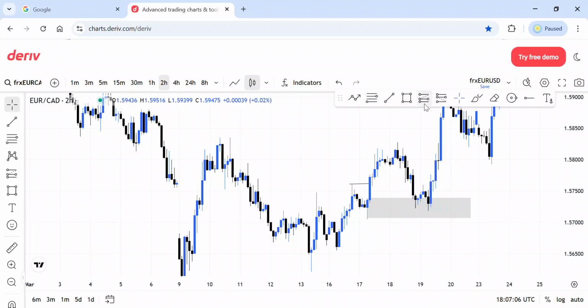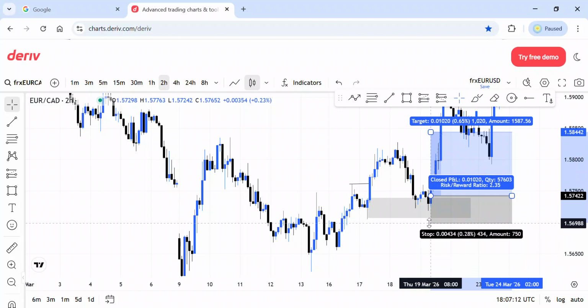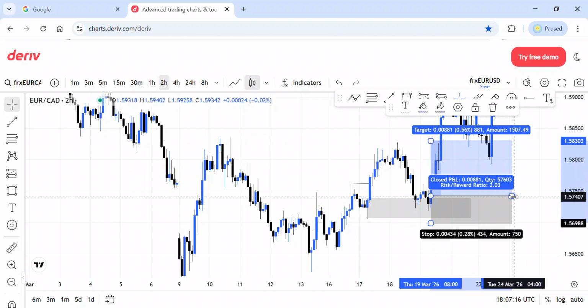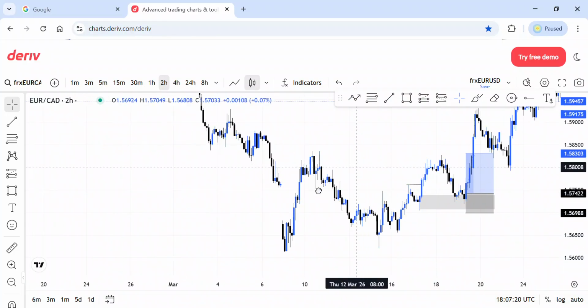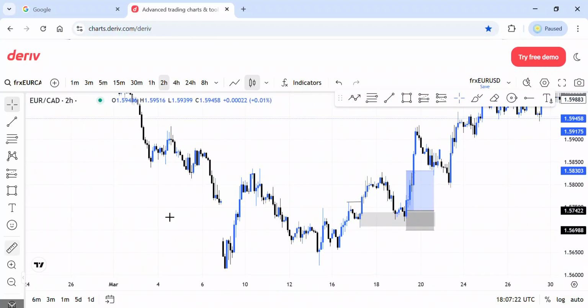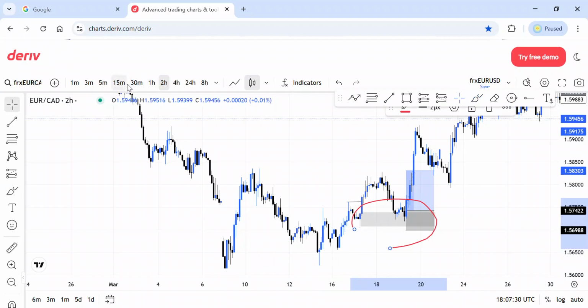So if you're that kind of aggressive too, you can buy from this demand zone. Your stop loss below this right here. Then you target this external range liquidity. That's how trading works. All right, that is how trading works. And if you're that kind of conservative person, let me go to 30 minutes or 15 minutes.